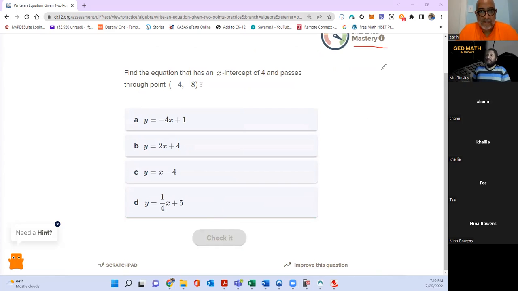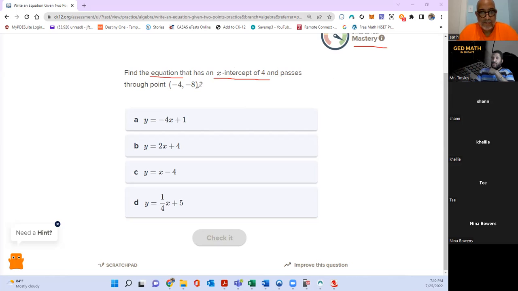When you look at this, it says find the equation that has an x-intercept of 4 and passes through the point (-4, -8). What? How would I even do this problem? They throw problems like this at you on this program, but this is why I like it, because it goes from easy to difficult. You really have to understand the concepts to do these problems. So right away, this is what you should do.